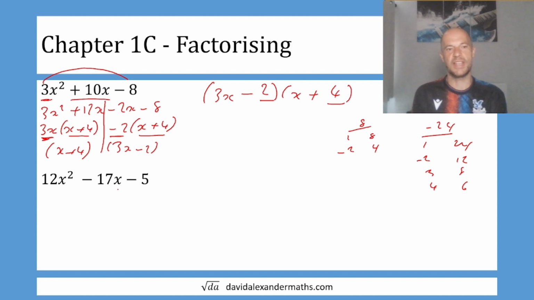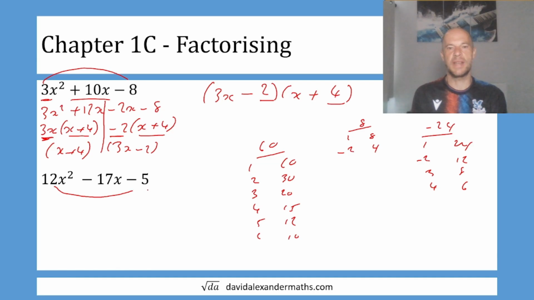So this one I wouldn't guess, because 3x squared is easy. It must be a 3x and an x, but a 12x squared could be a 12x and an x. It could be a 6x and a 2x, it could be a 3x and a 4x. So there's far too much guesswork going on here. So let's do 12 times 5, which is 60. Factors of 60: 1 and 60, 2 and 30, 3 and 20, 4 and 15, 5 and 12, 6 and 10. And how can I get a negative 17?